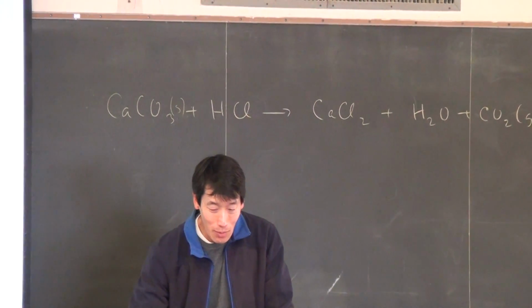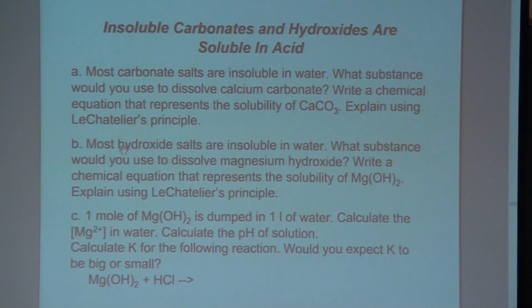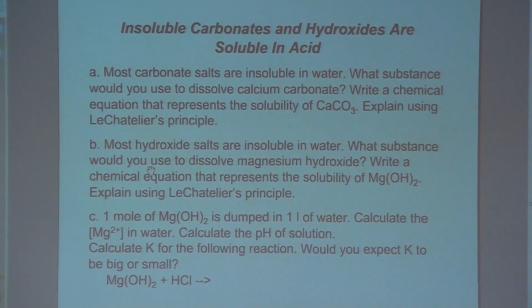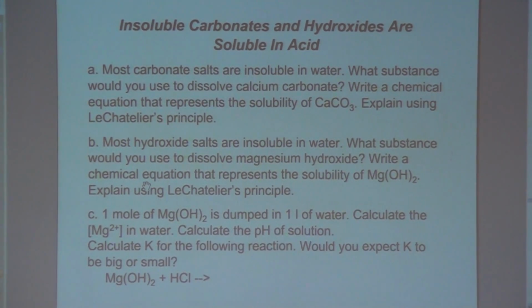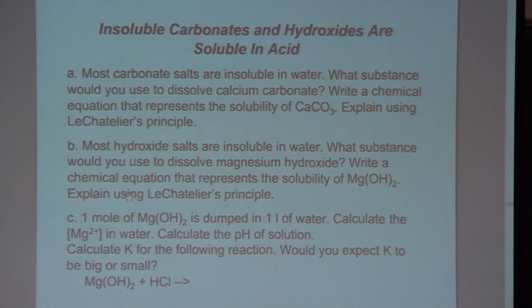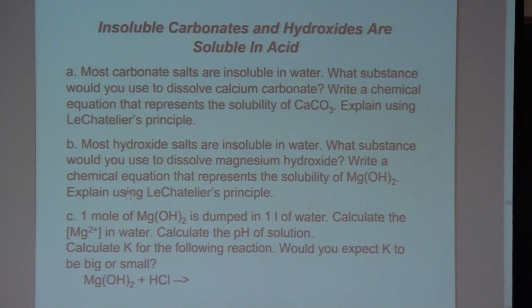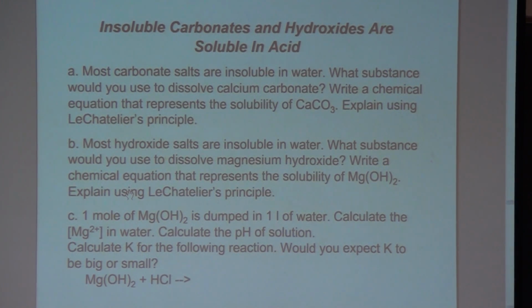Let's go into part B. Most hydroxide salts are insoluble in water. What substance would you add to dissolve magnesium hydroxide? Write a balanced chemical equation that represents solubility of magnesium hydroxide. Explain using Le Chatelier's principle. So for part B, I'd like you to spend a minute or two writing in your notes the answer to those questions in part B.